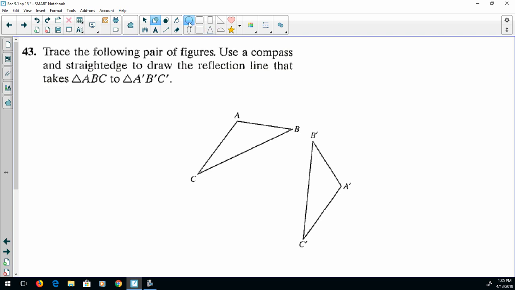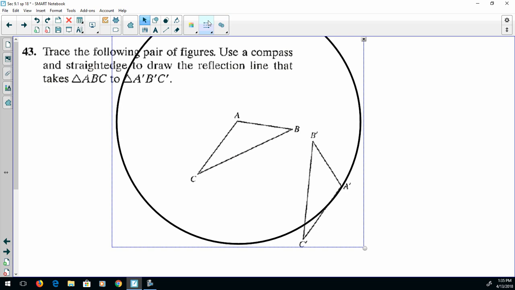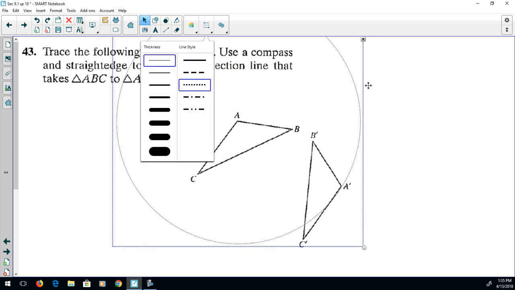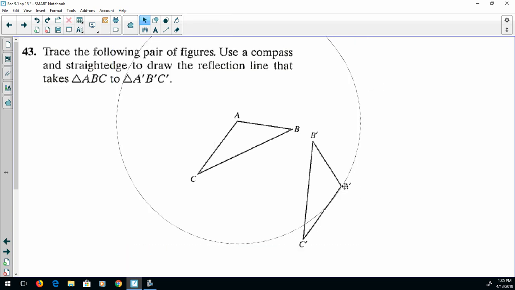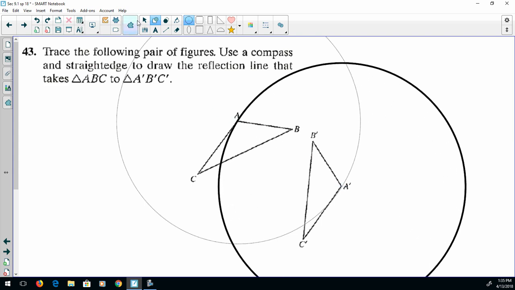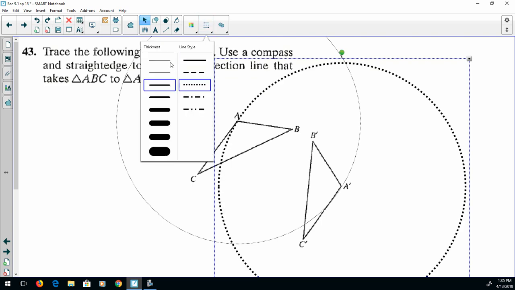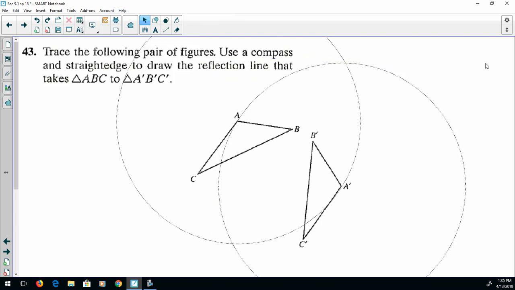Okay. Now, draw the circle that's centered at A prime. Oops. Draw the circle that's centered at A prime that goes through A. Now, these two circles intersect. Draw the line through those two intersection points. That's your answer right there. That's the reflection line.